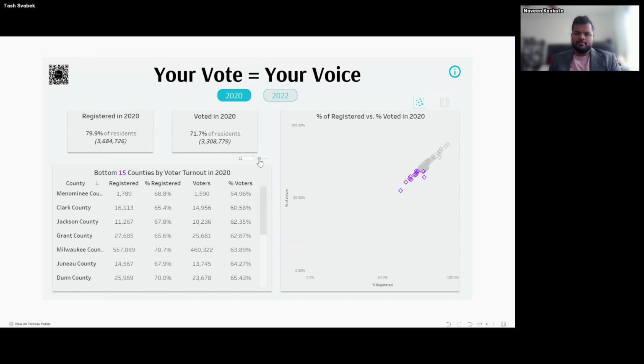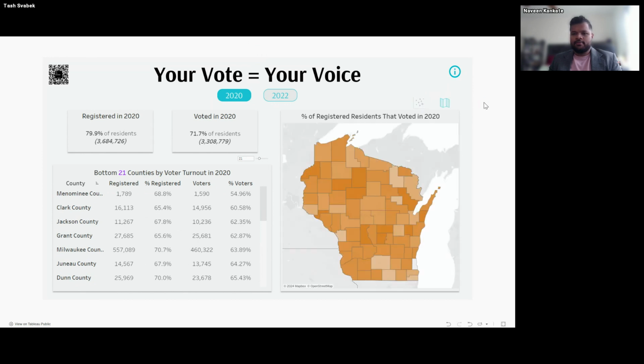And then above the scatter plot, you can click on the scatter to show the scatter, or if you click on the map up at the top right there, yep, it'll change the view to a map.